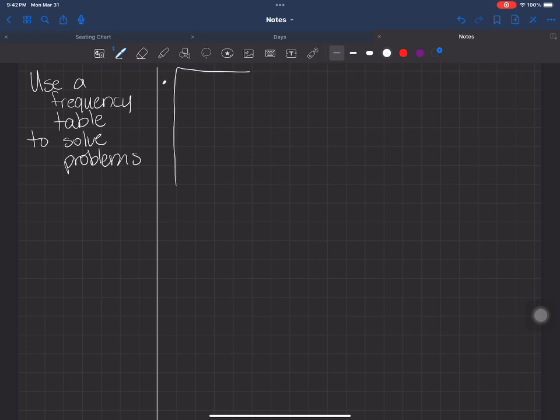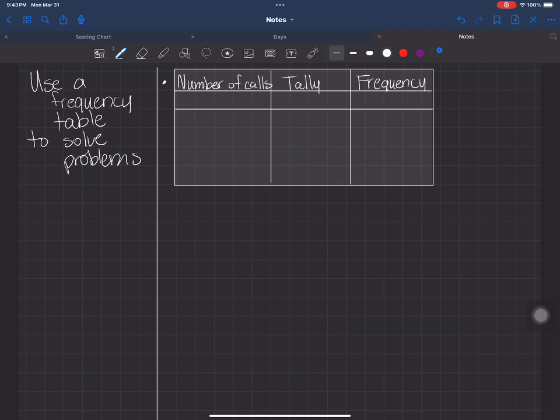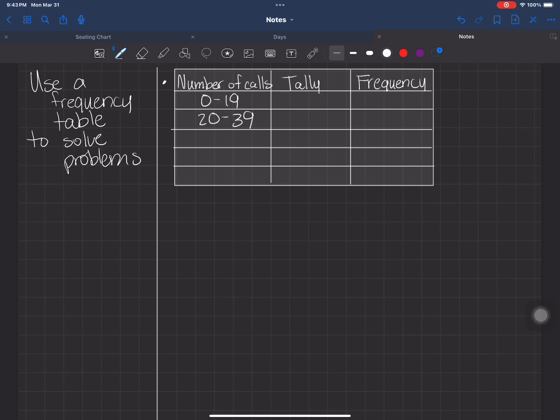Okay, so we're going to start by building our frequency table. On the left, we're going to have number of calls. Middle is going to be our tallies, and the last one is going to be the frequency, so the amount of tallies. We have 0 to 19 calls, 20 to 39 calls, 40 to 59 calls, 60 to 79 calls, and 80 to 99 calls.